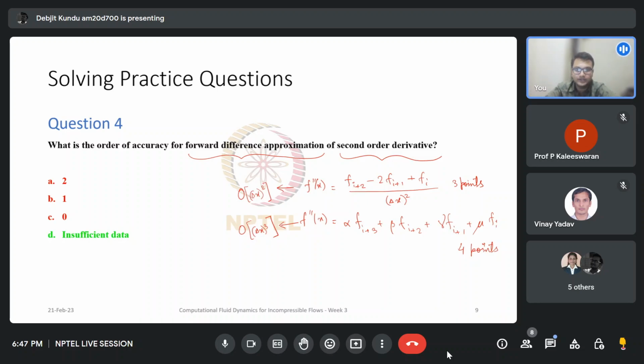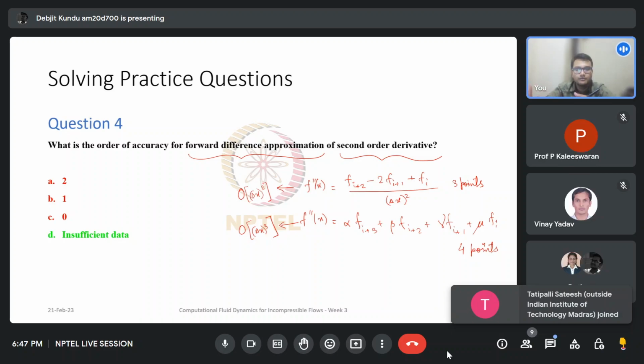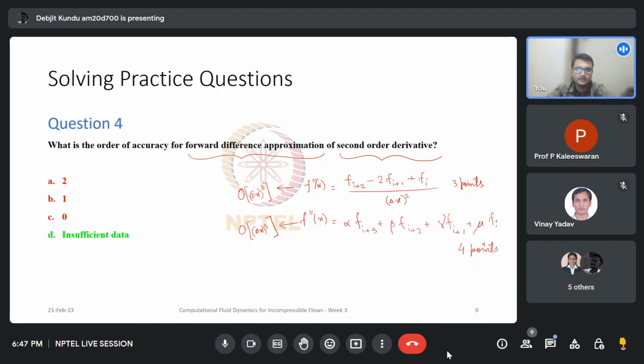So my point is you can use more grid points and get a higher order of accuracy and reduce your truncation error, but that will come with the added complexity of using more points and figuring out a correct discretization scheme for it. But otherwise, we are good to go. Any questions on this?